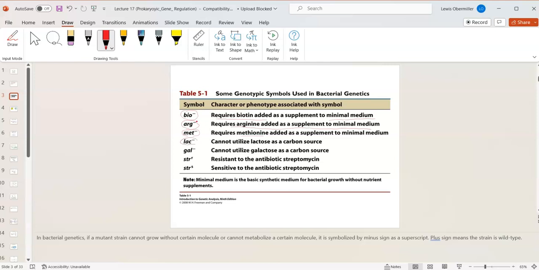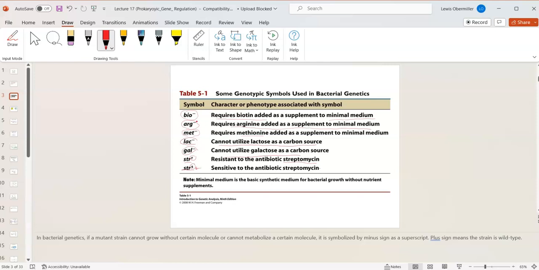Lac minus means that it cannot utilize lactose as a carbon source. Gal minus means it can't use galactose. Str with this R means it's resistant, so it's resistant to streptomycin. If you add streptomycin, it wouldn't kill this bacteria because it's resistant. This S means that it's sensitive to streptomycin, so if you give the antibiotic streptomycin, it would kill this bacteria.